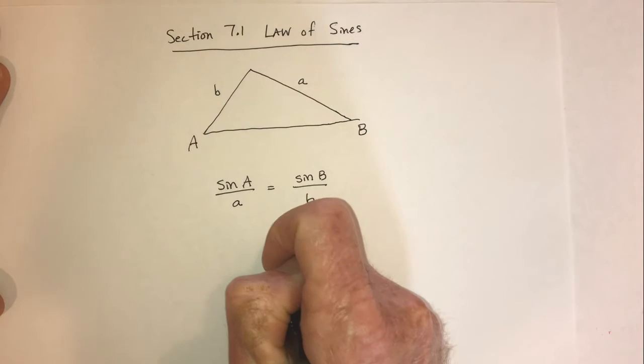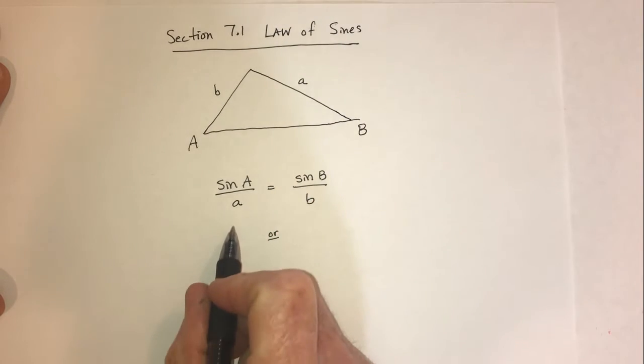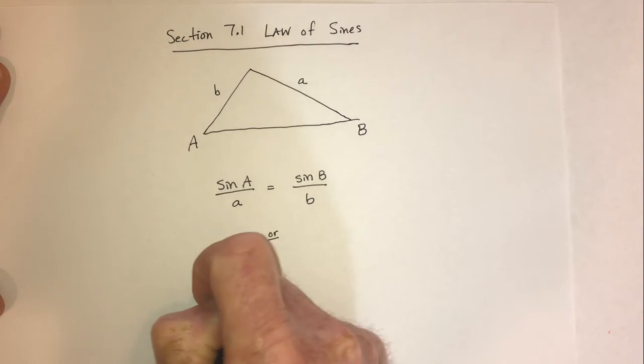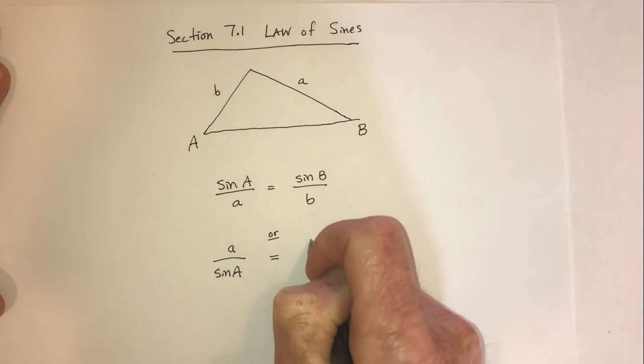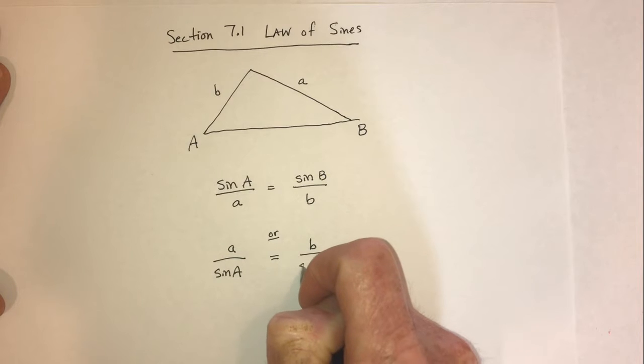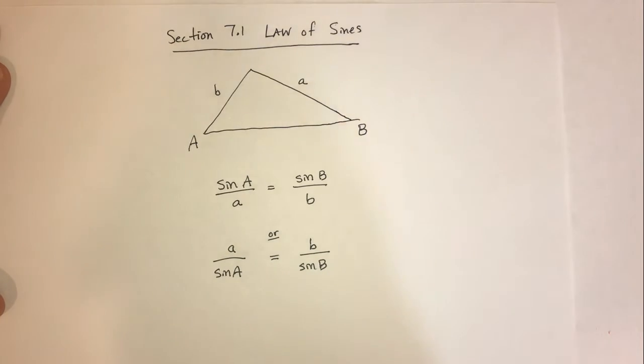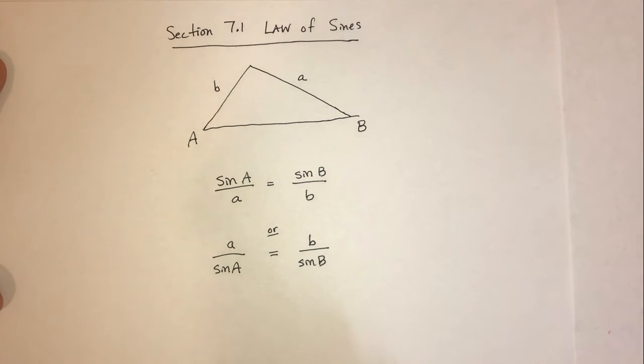Now it could be that you invert them. So it could be that it's little a over sine of A equals lowercase b over sine of B. You could set it up either way and you'll get the same answer in the end.